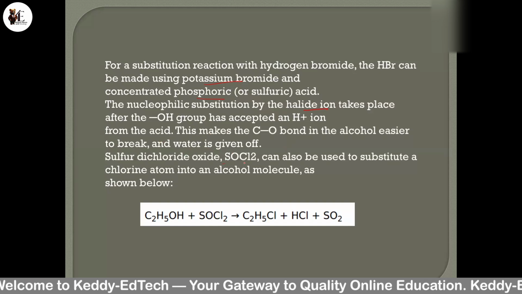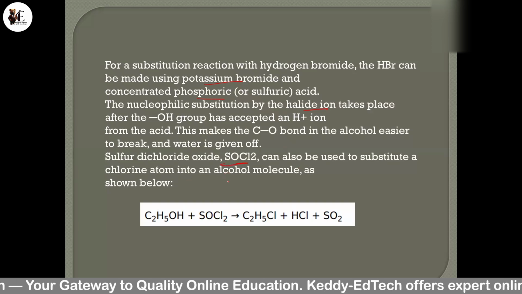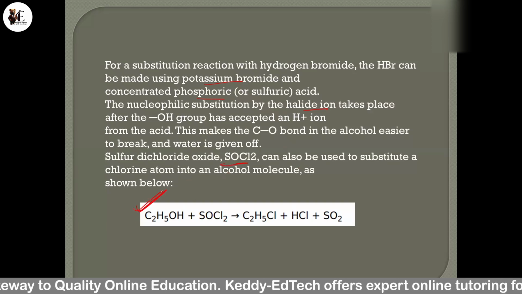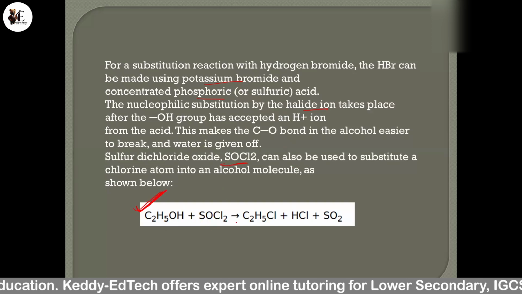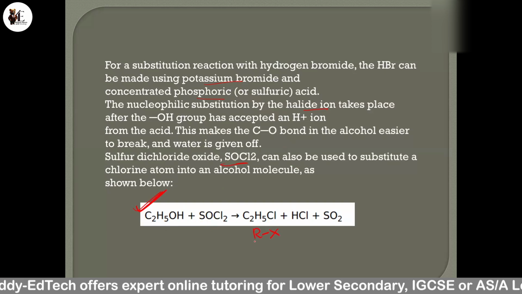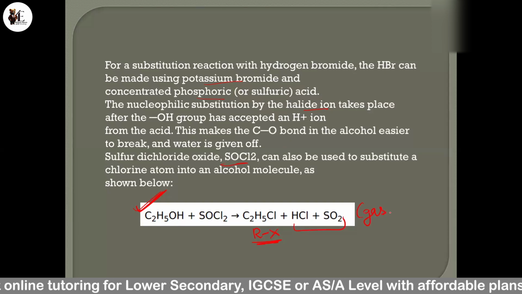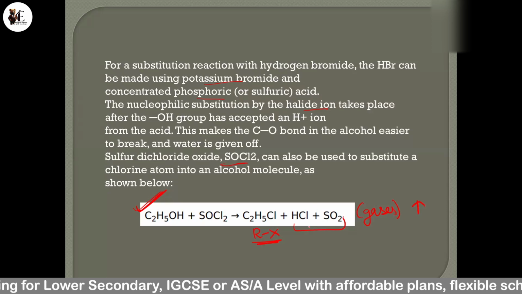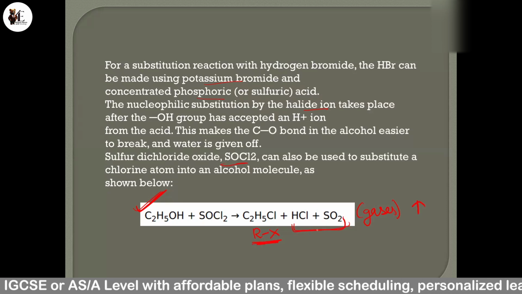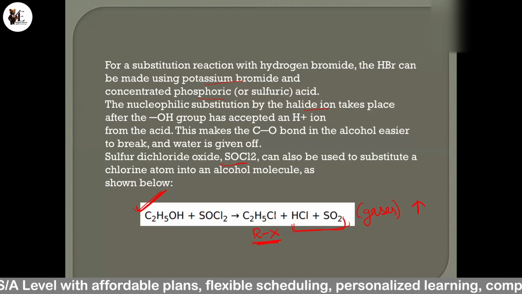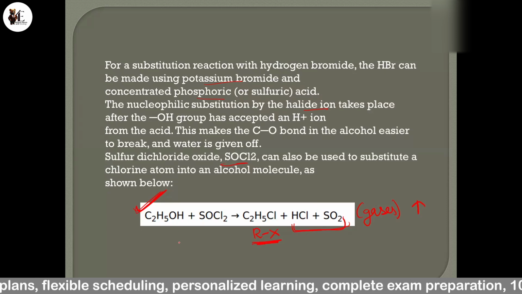Sulfur dichloride oxide can be used to substitute a chlorine atom into an alcohol molecule. I hope you remember this reaction we studied in the last chapter also, when alcohol reacts with SOCl2 to get RX, in the method of preparation of halogenoalkane, where HCl and SO2, both these are gases, so they just evaporate. So this is a very good method to prepare halogenoalkane, because the other two byproducts are gases. So we get pure RX compound. This is now the reaction of alcohols in this chapter.